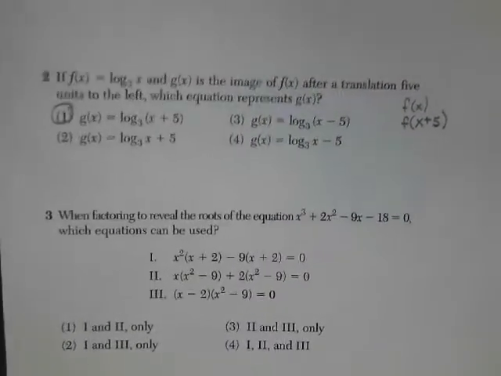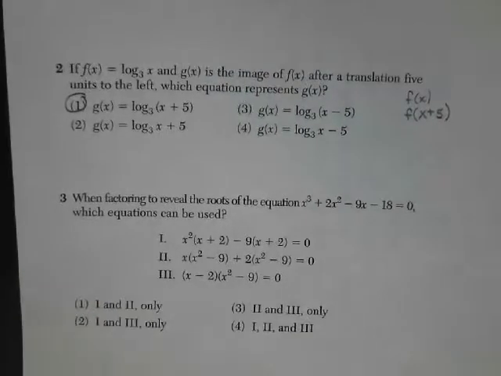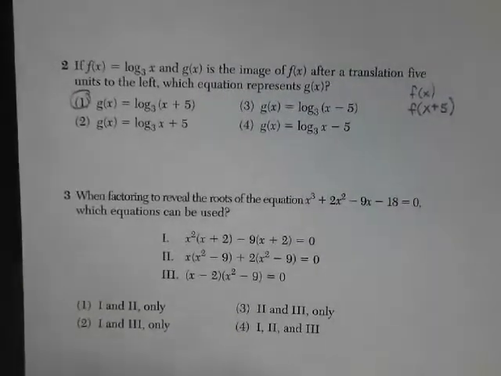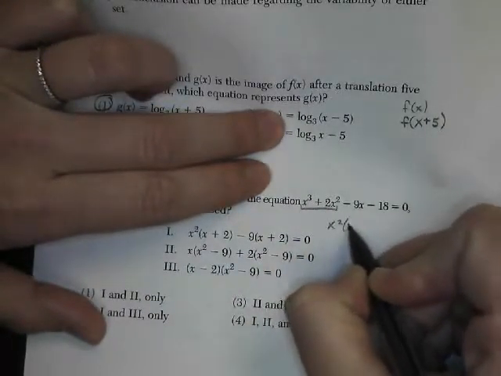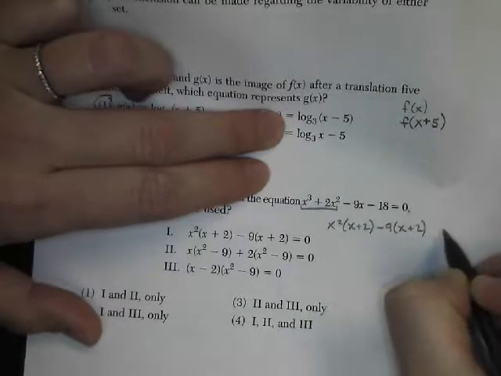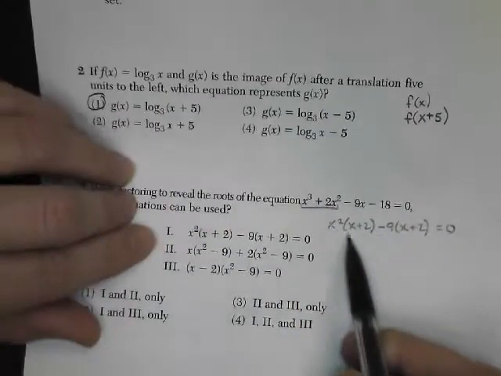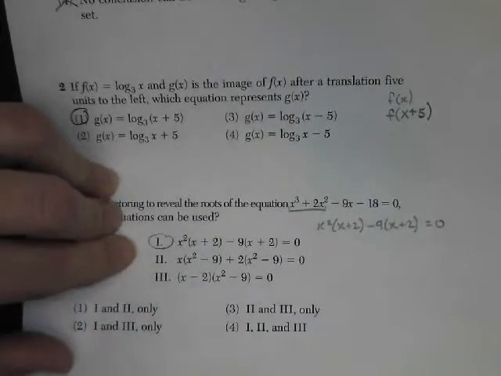When factoring to reveal the roots of the equation, which equations can be used? I would just go ahead and factor this the way we know how, which would be by grouping. Take out an x squared, left with x plus 2. Take out a negative 9, you're left with x plus 2. That's part way through the process, which I actually immediately realize is this one, so this one certainly can be used.